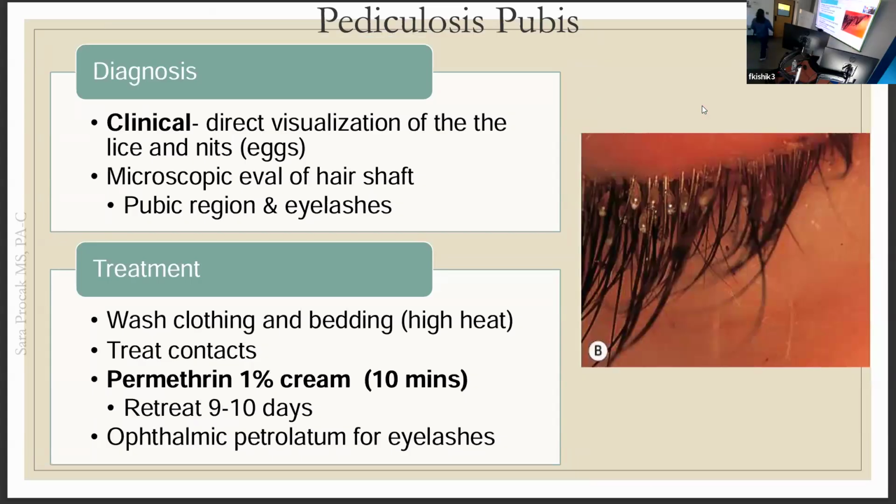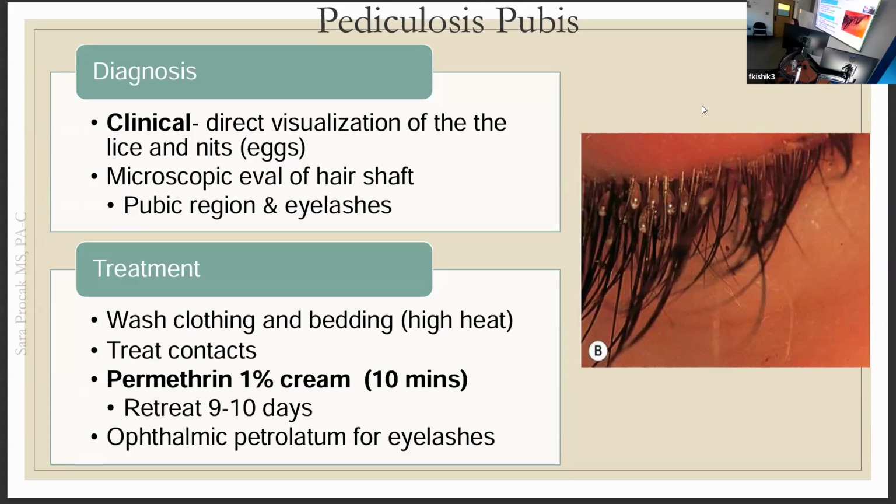Pediculosis pubis. Treatment for this is permethrin 1% cream, applied to cool, dry skin, left on for 10 minutes, and then washed off. This infestation can be a little bit trickier to get rid of, so you usually have to retreat in about 9 to 10 days. Why 9 to 10 days? Because any eggs that are left on the body take about 6 to 8 days to hatch. So you let them hatch, and then retreat to get rid of them. 9 to 10 days later.